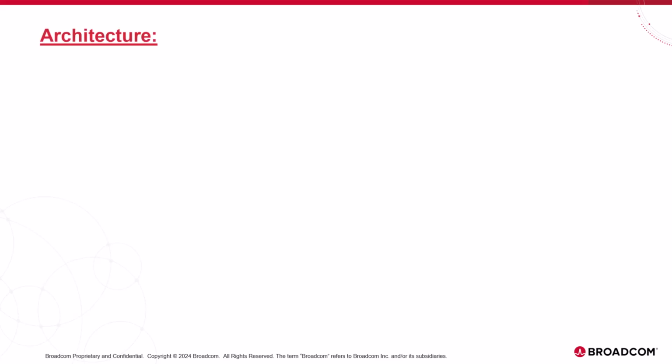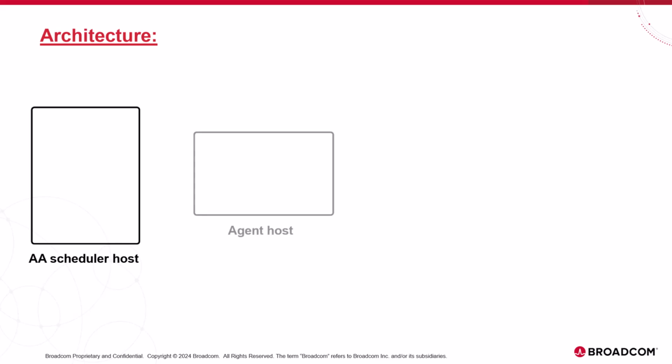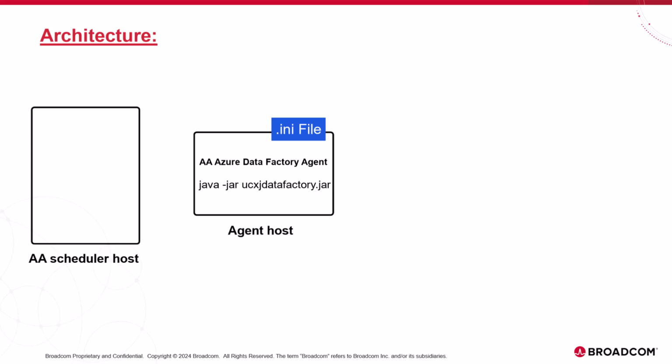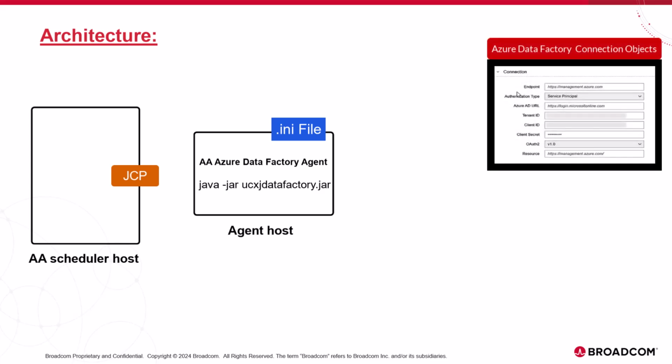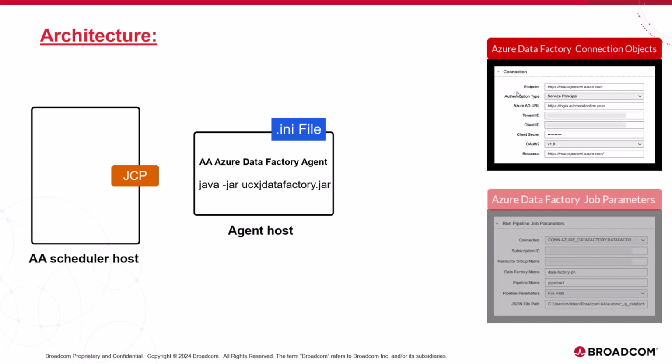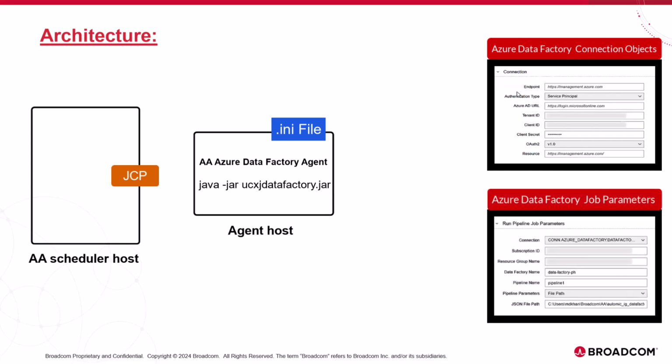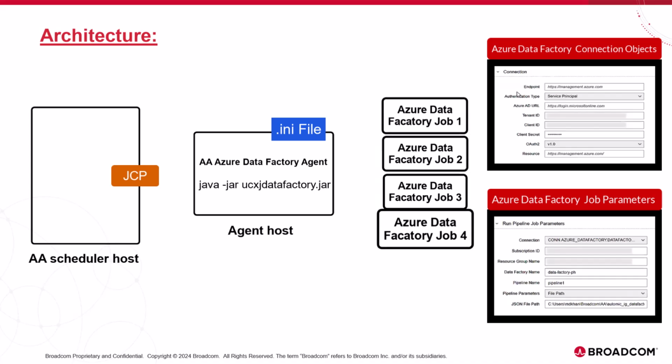A conventional architecture involves two systems, the Automic Automation host and a dedicated system for the agent. The agent is configured with a simple INI file containing standard values: system, agent name, connection, and TLS. When we start the agent, it connects to the engine and it adds two new objects to the repository: a connection object to store the Azure Data Factory endpoint and login data, and a job template designed to trigger Azure Data Factory jobs. Let's assume we're automating for 4 instances of Azure Data Factory.